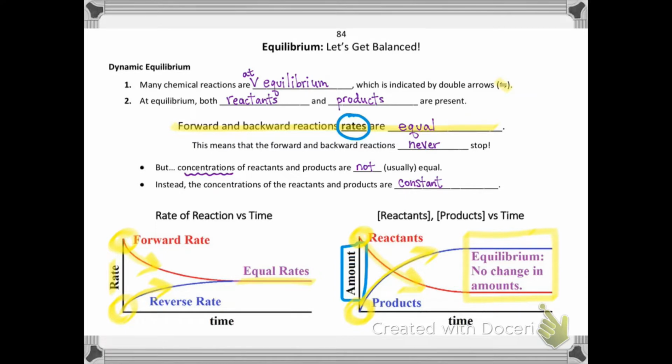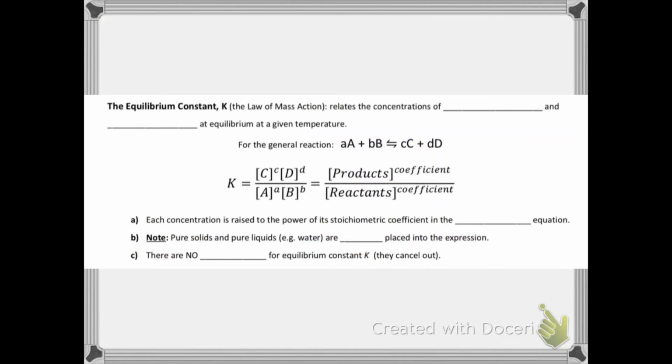Now let's take a look at how we can be quantitative in our discussion of equilibrium. To do so, we need to learn about the equilibrium constant K, sometimes called the law of mass action. It just relates the concentration of reactants and products at equilibrium at a given temperature. For a general reaction where A plus B makes C plus D, K is written in this form. Basically, you're taking the concentration of each product on the top and you're raising it to an exponent of its coefficient from the balanced chemical equation.